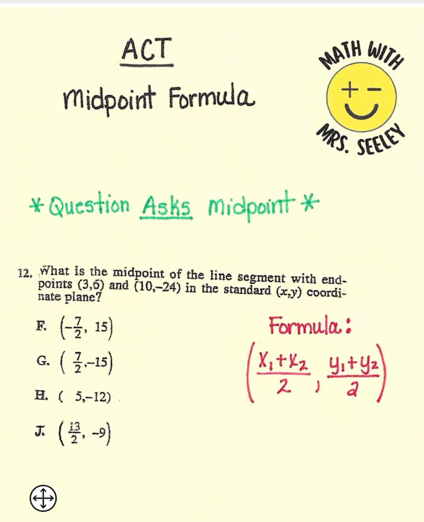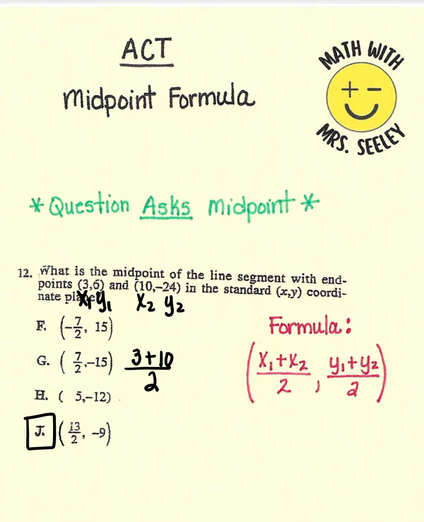That makes sense because you're asking for the middle of something, so naturally you would add those up and take the halfway point. Some students find it helpful to label those. So that's the first x and the first y that you see. That's the second x and the second y that you see. So I'm going to use my formula and add my first x plus my second x and divide by 2. That would be 13 over 2, and my answer is J.